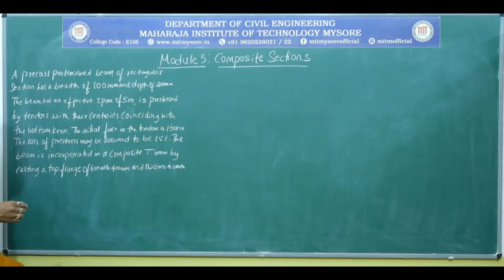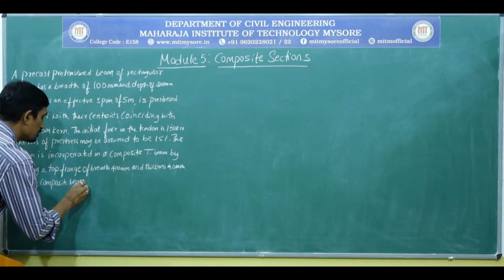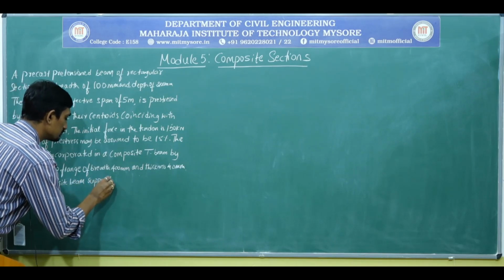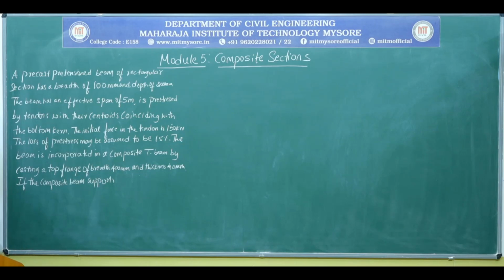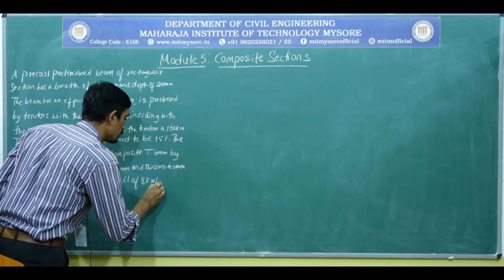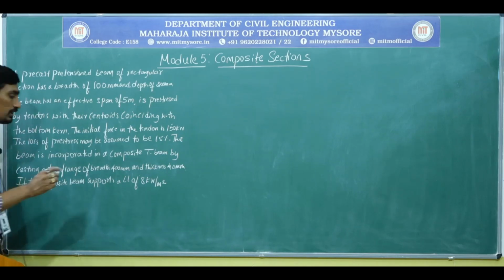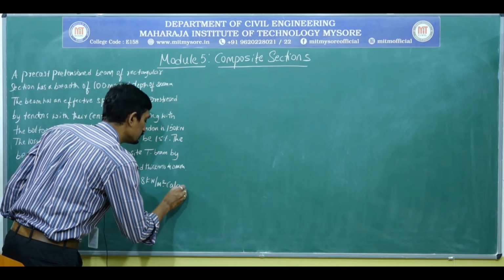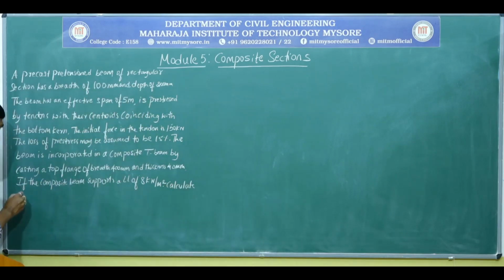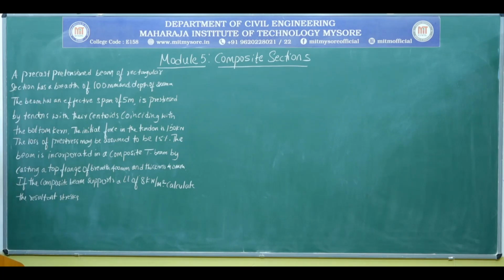If the composite beam supports live load of 8 kilonewton per meter square, please note down 8 kilonewton per meter square, then calculate the resultant stresses.